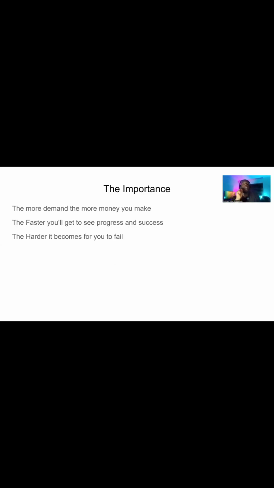Now, the importance of this step one is that the more demand for your skill or service, the more money you make. The faster you get to see progress and success, and the harder it becomes for you to fail, right? You want to understand that. The faster you begin to see progress, because people are going to hire you faster because there's a lot of demand for it. And the harder it becomes for you to fail, okay?